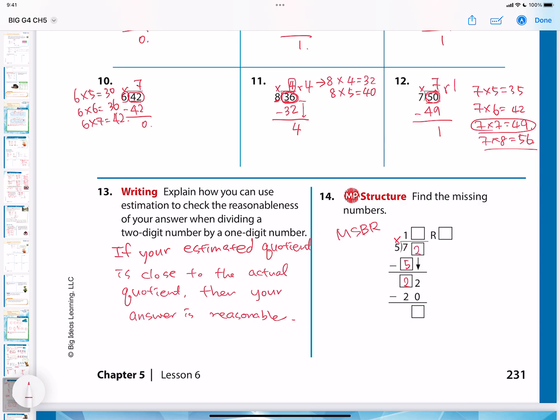Okay, now 5 times 4 makes 20. Yes, we know 4. And then subtract again, 2. So remainder is going to be 2. That easy. All right, let's move on.